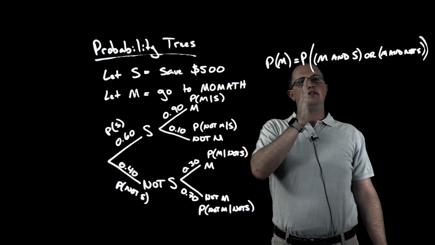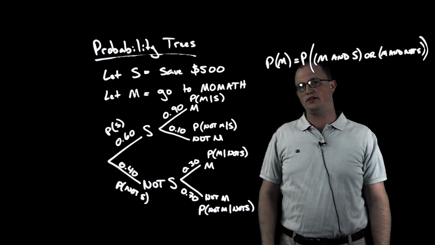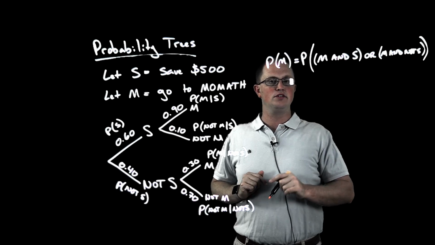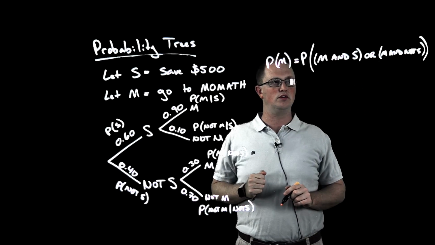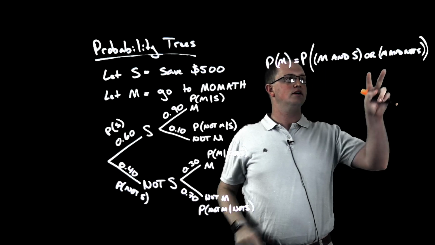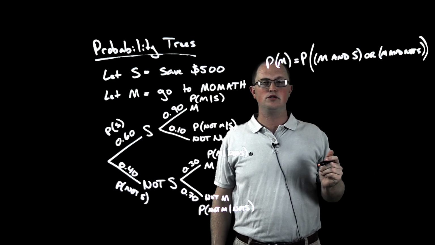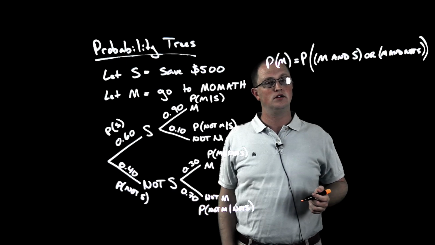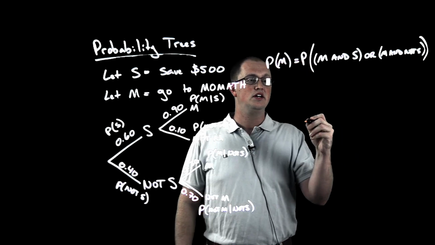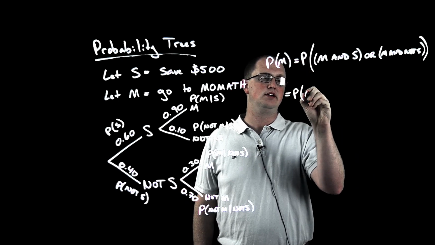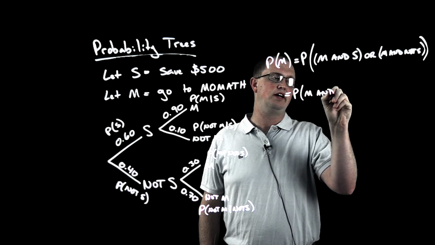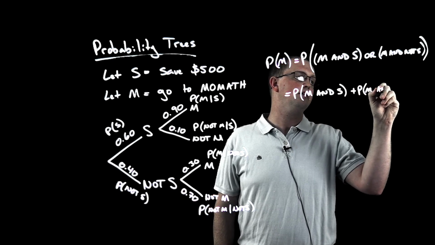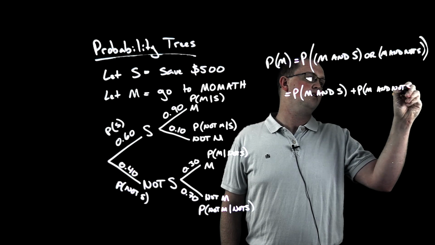But notice that these two events can't occur at the same time, right? We can't have a situation where we both make our savings goal and don't make our savings goal. So that means that this event here and this event here are mutually exclusive. And we know how to calculate the probability of OR events for mutually exclusive events. And that means that this is just the probability of M and S plus the probability of M and not S.